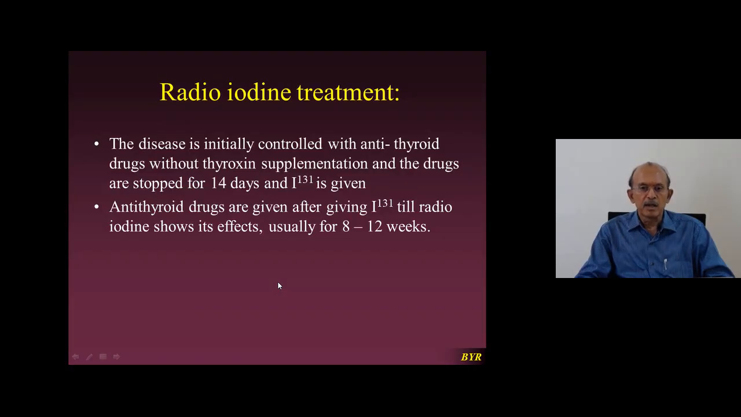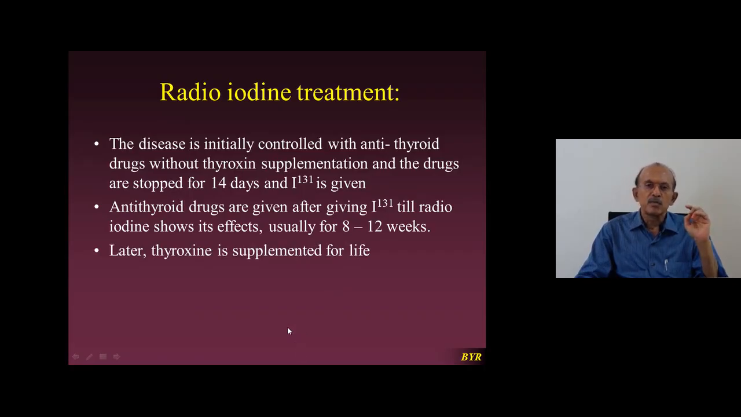Antithyroid drugs are given after giving I-131 till radioiodine takes its effect, usually for 8 to 12 weeks. After giving radioactive iodine, just like surgery, the thyroid will not melt. It will take about 8 to 12 weeks to show its effects. Till that time, patients will have thyrotoxicosis. That's why you continue the treatment with antithyroid drugs for 2 to 3 months.